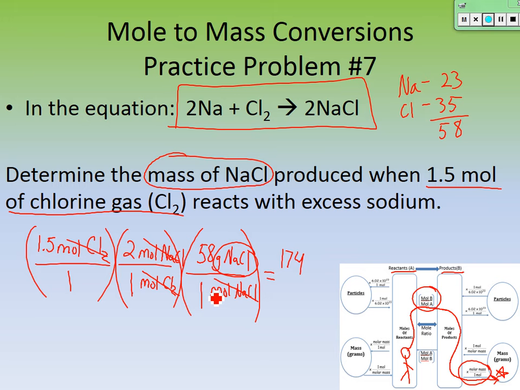174, but can I just circle 174 and be done? No, you gotta put grams of NaCl. Grams is my units, and NaCl is the substance that we're measuring. Okay. Pretty easy, right, if we follow those steps? But I've got 5 more problems, and I promise if you pay attention, we'll get this stuff.